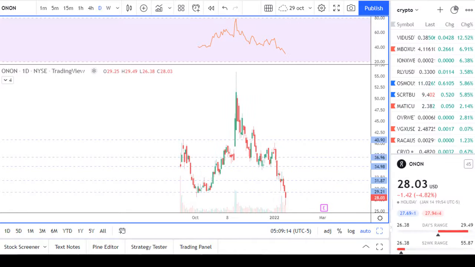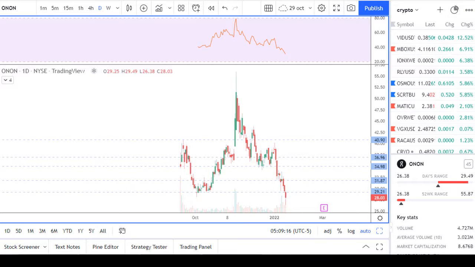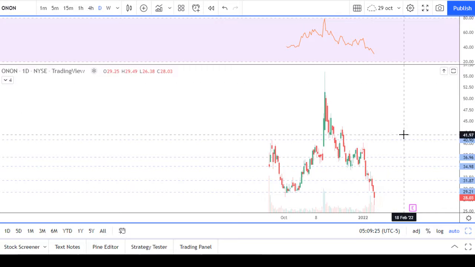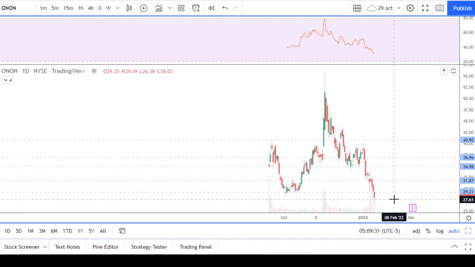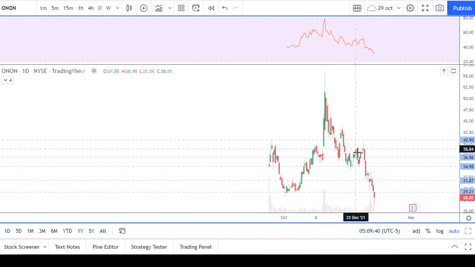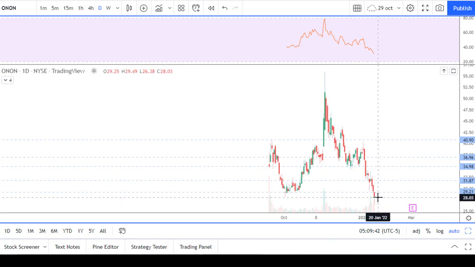Market cap is more than 8 billion, but this company makes only several hundred millions per year, and this stock can easily cost $15 per share. Just look at this spike after the previous earnings report and the huge sell-off, establishing a new all-time low.